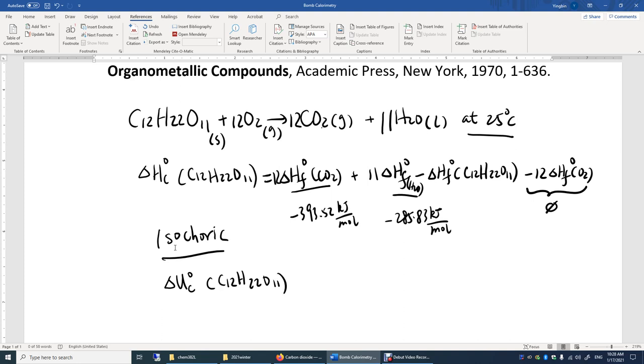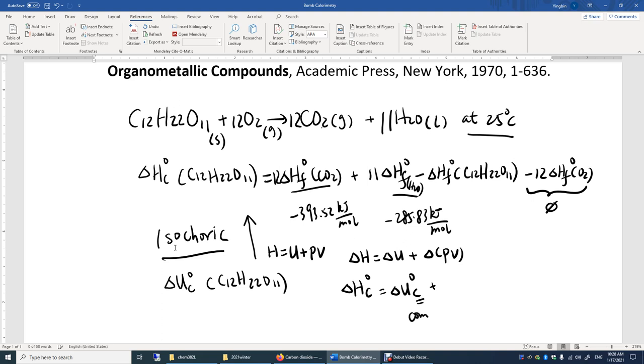And then, how can we go from delta U to delta H? Well, H is U plus PV. So delta H is delta U plus delta PV. All right? And then, in this case, delta HC in a standard state. Okay? In a standard state. Of course, this C stands for combustion.